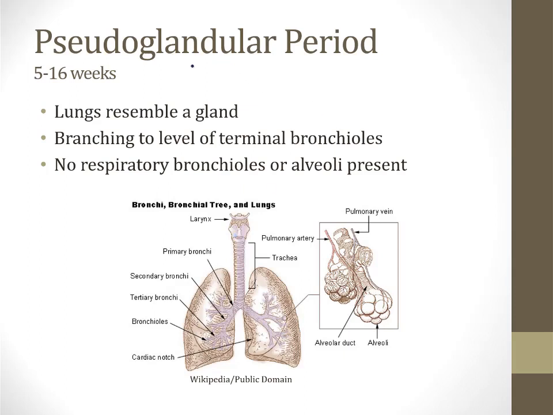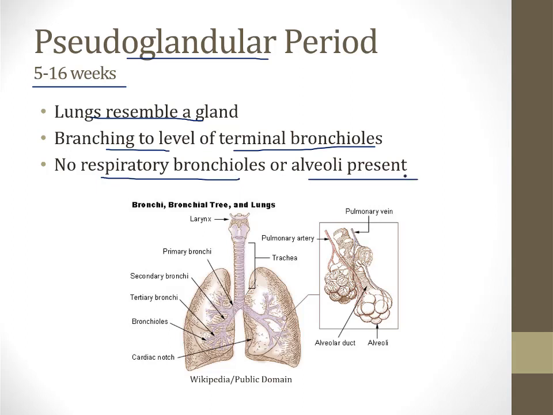Okay, so now that we understand that, we can talk about the 4 phases of lung development. The first phase, as I told you before, is called the pseudoglandular phase. This occurs between 5 and 16 weeks in utero, and this phase gets its name because the lungs resemble a gland, therefore pseudoglandular. During this phase of lung development, the trachea and the bronchi are branching all the way down to the level of the terminal bronchioles, but there are no respiratory bronchioles or alveoli present yet. And so if you know this fact, then you can understand why babies born before 16 weeks cannot survive, because they don't have any alveoli yet, so they will never be able to breathe.